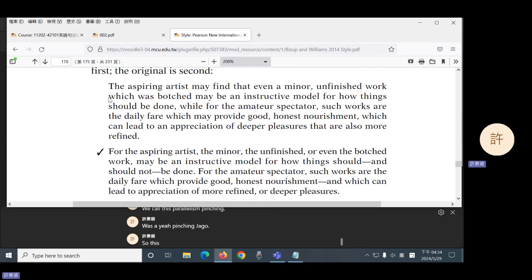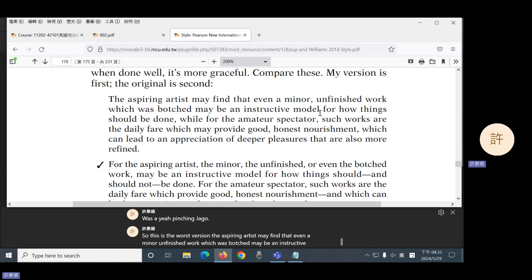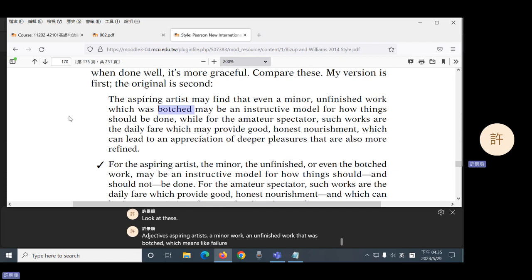So this is the worst version. The aspiring artist may find that even a minor unfinished work which was botched may be an instructive model. It's okay, but it takes some time to understand. But you can try to find a parallel way to do this. Look at these adjectives. Aspiring artists, a minor work, an unfinished work that was botched, which means like failure. It was ruined. It didn't work. And then finally, instructive.